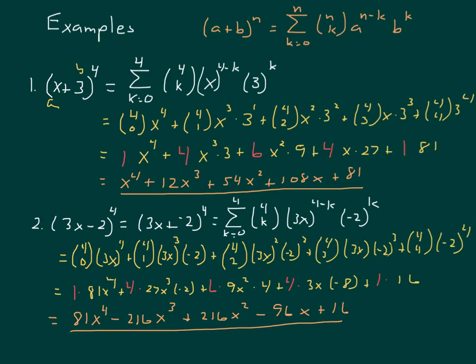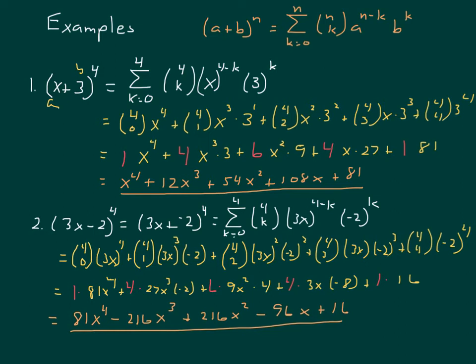Let's take a look at a second example. In this case, what I have is (3x-2)^4. Now remember what I said up here, that I want to think of that as an addition. So minus 2 is the same thing as (3x + (-2))^4. So in this case, a is 3x, b is negative 2. And again, we're going to use n as 4 on this one.